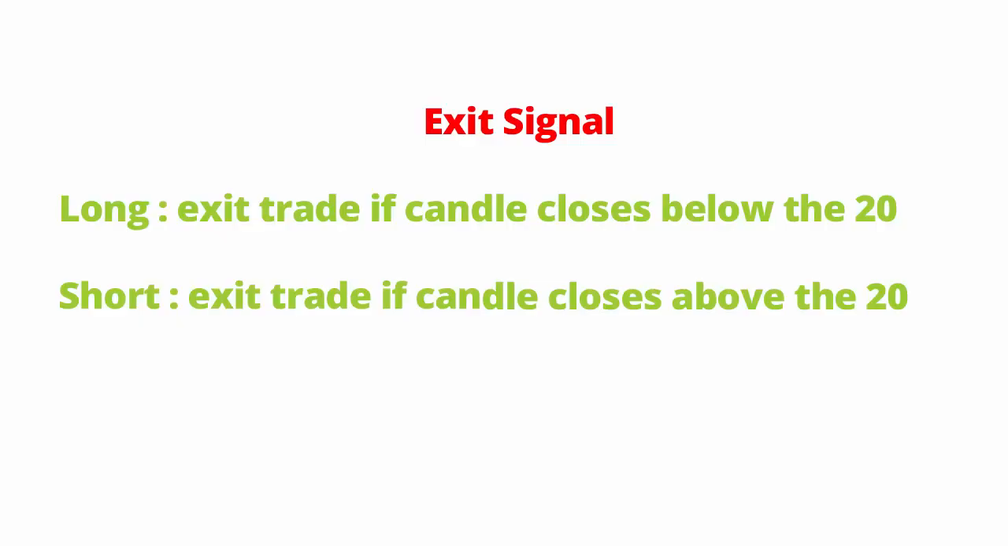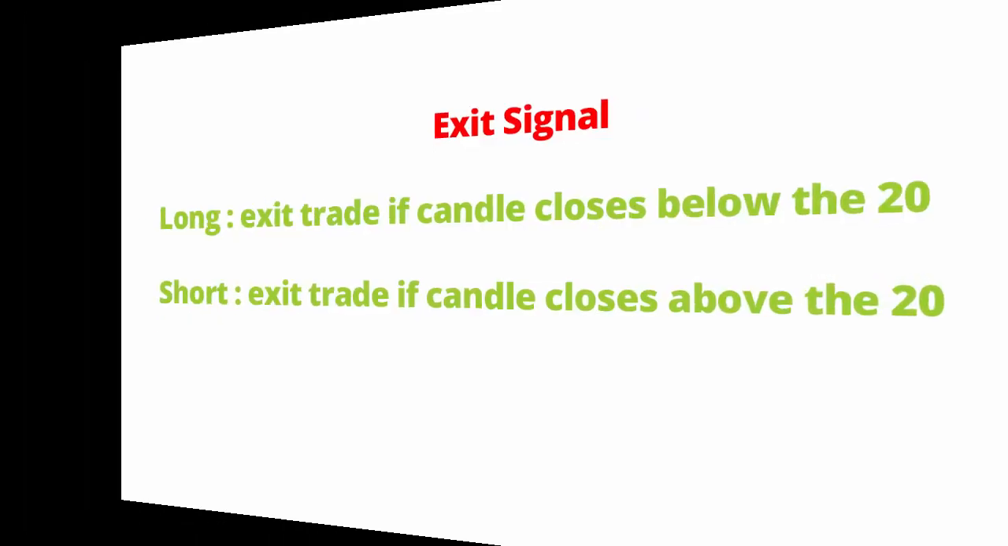There is a simple logic to explain why this exit signal works. Remember that one of the criteria for a long trade was that we must have 2 consecutive bullish candles that close above the 20 simple moving average. Therefore, a candle which closes below the 20 simple moving average will invalidate this criteria. The same explanation goes for short trades.